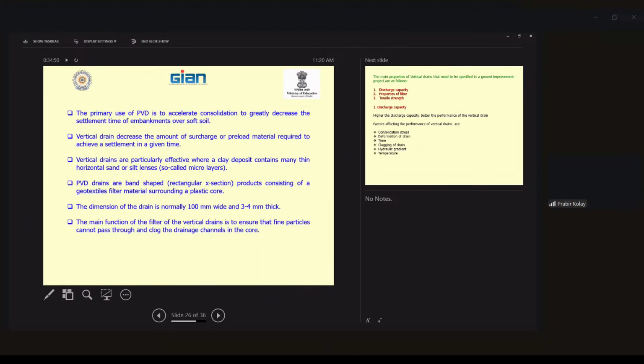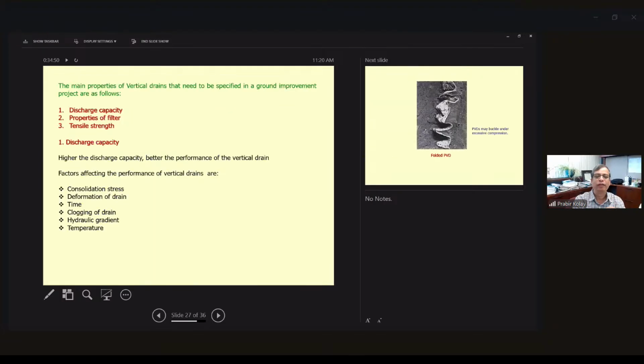Okay, this one explained. So again, as I mentioned, for the PVD you need to check the discharge capacity, the properties of the filter, and the tensile strength. The vertical drain: the main properties you need to check when you do the installation of PVD are the discharge capacity, the properties of the filter, and the tensile strength of the PVD itself. Okay? For discharge capacity, the consolidation stress, deformation, time, clogging of the drain, and hydraulic gradients, all these things you need to check.